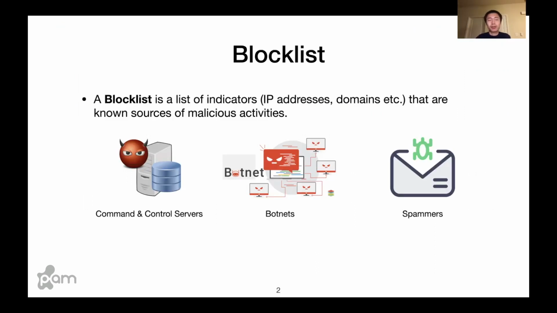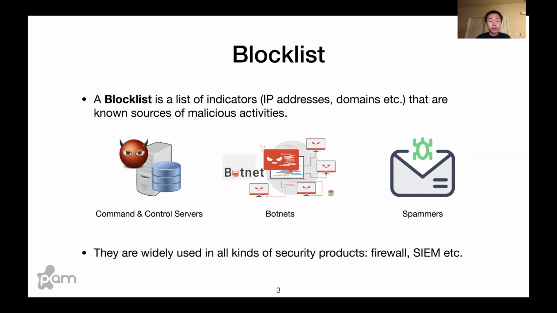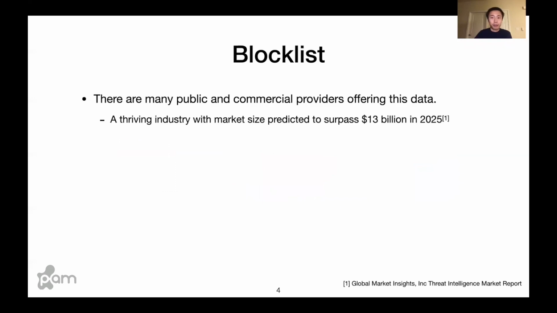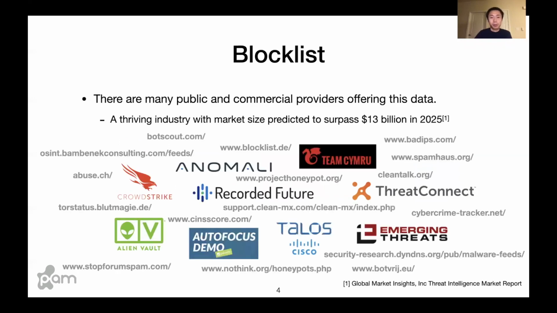So what is a blocklist? A blocklist is a list of indicators that are known sources of malicious activities, like IP addresses or domains of command and control servers, botnets, or senders of spam emails. They are widely used in all kinds of security products like firewalls or SIEM to directly block traffic or generate security alerts for people to investigate. There are many public and commercial providers offering this data. Here I give some examples of public and commercial providers. And this is a thriving industry with market size predicted to surpass $13 billion in 2025.